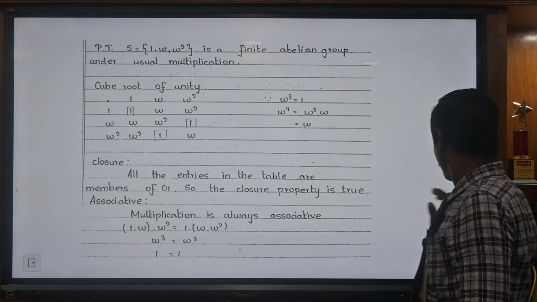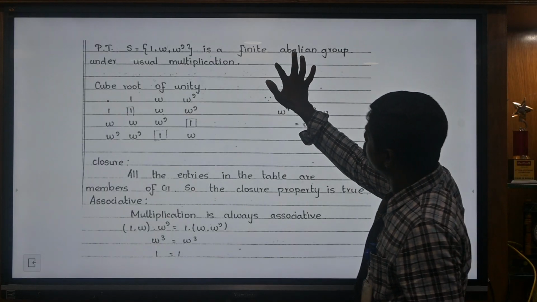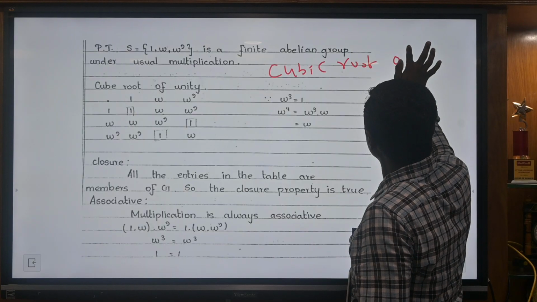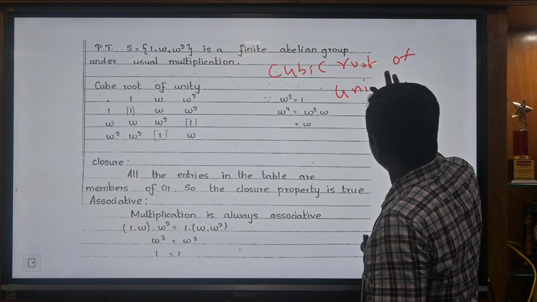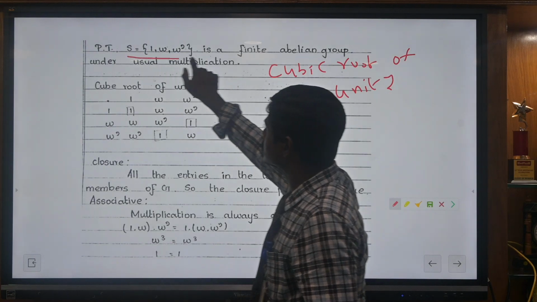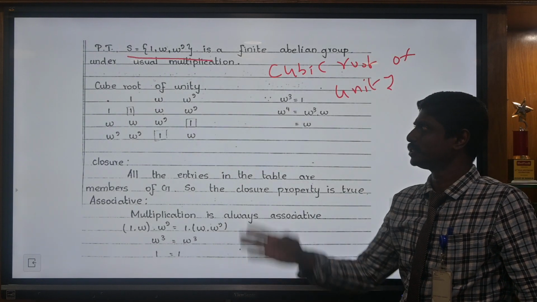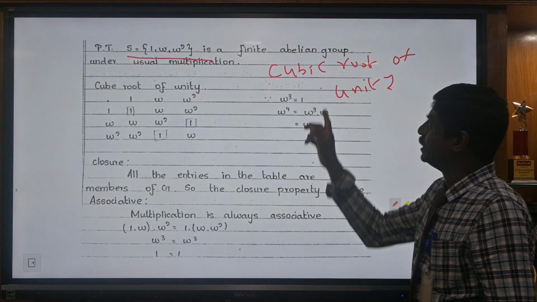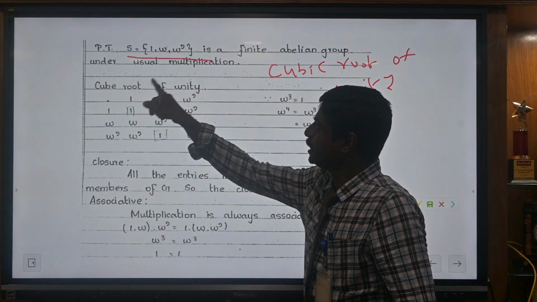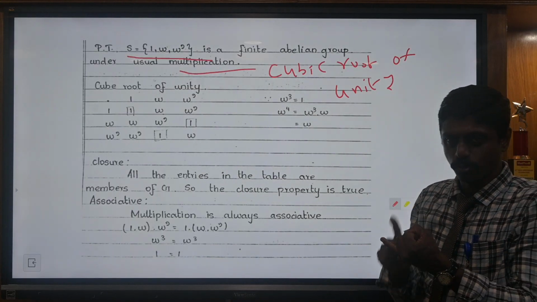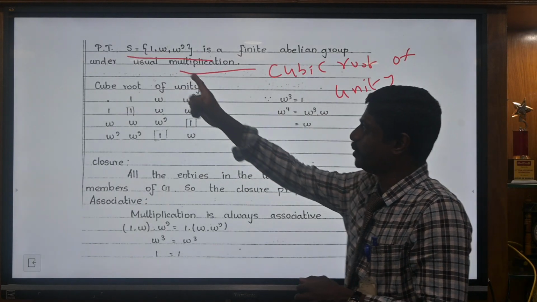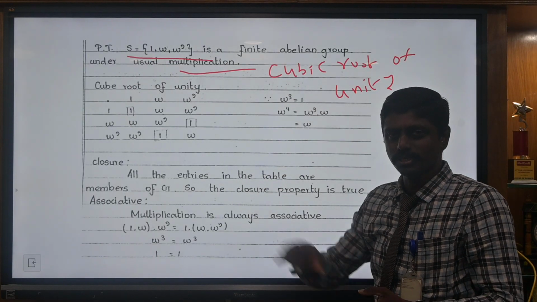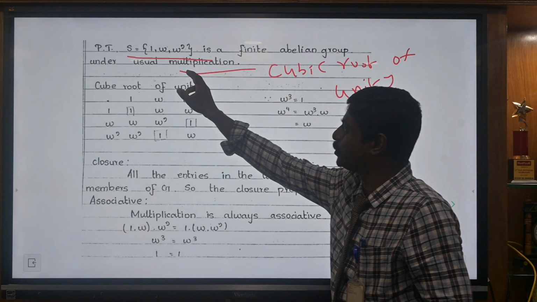Next one. This is called the cubic root of unity. This is a standard result. You should remember the values 1, omega, omega square. We used to study this in complex numbers. Prove that S equal to {1, omega, omega square} is a finite abelian group. This is a finite group. Then you have to note which one is the group and which is the operation. That's very important. The group is {1, omega, omega square}. You have to prove this is a finite abelian group with respect to multiplication.